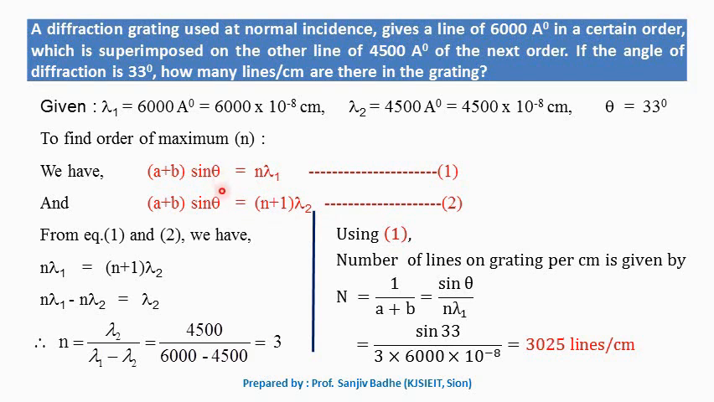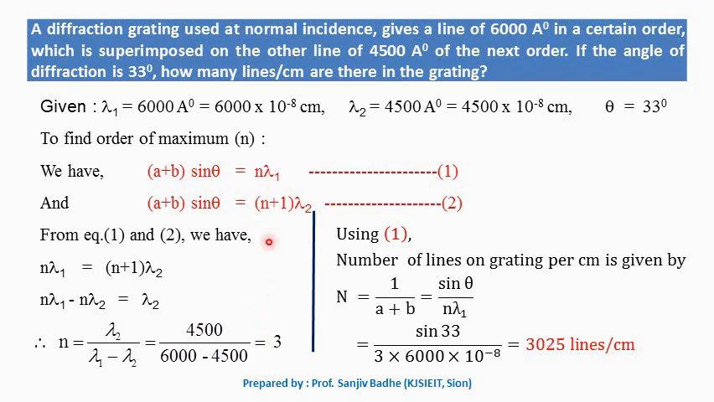Now theta is the same for both the conditions because the orders are superimposed on each other. So left hand sides of equation 1 and equation 2 are the same. We can equate the right hand sides: n lambda 1 equal to n plus 1 lambda 2. From this we can calculate the value of n, which is lambda 2 upon lambda 1 minus lambda 2. That comes out to be 3. So once we get the value of 3, this value of n can be substituted in equation 1.